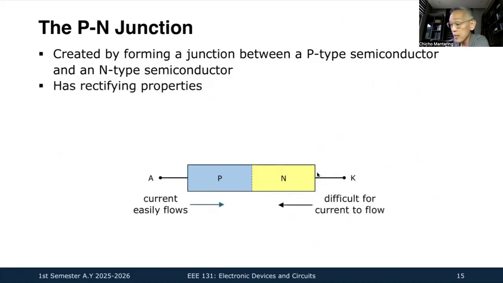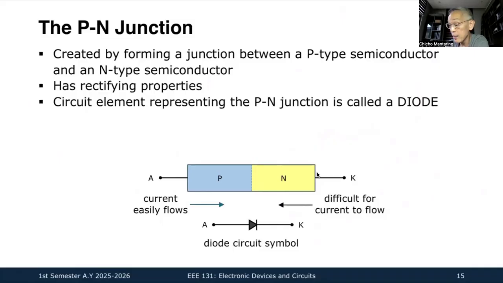So we know this to be the characteristic of a PN junction. It has rectifying properties. Current easily flows from P to N. It is difficult for current to flow from the N to the P. And this is the circuit element that is used to represent the PN junction. We call it a diode. And this is the symbol. The left side we call the anode, the right side we call the cathode.